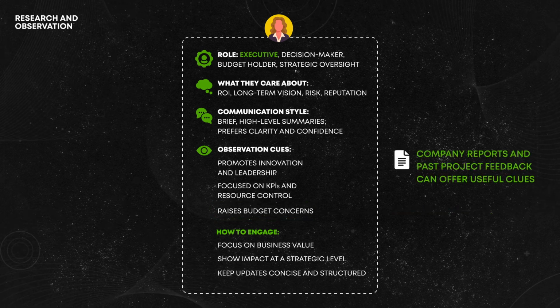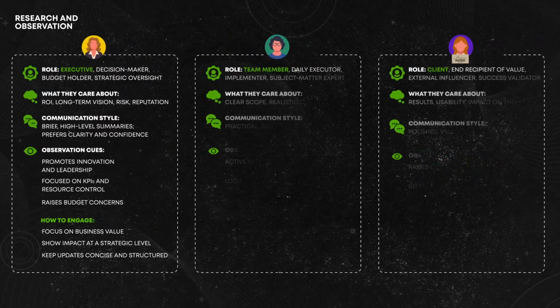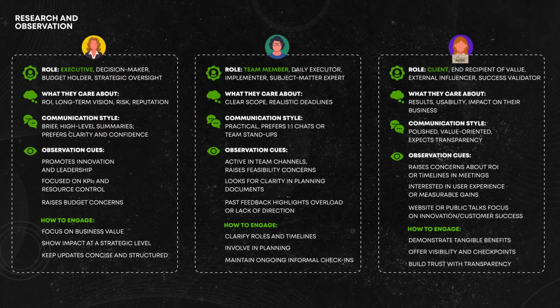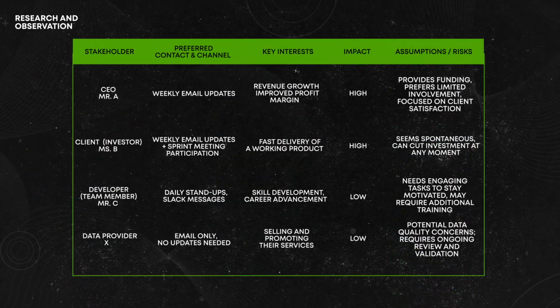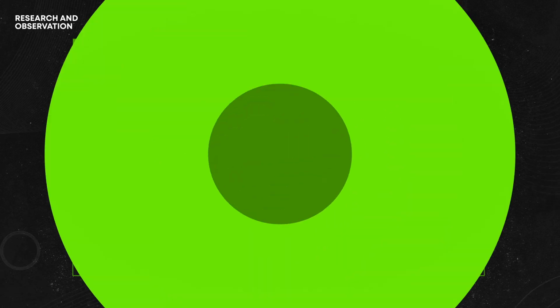Even company reports and past project feedback can offer useful clues. All these insights into their interests, level of authority, and personality in general will then help you build the right communication strategy. Okay, so you've got all this juicy info. Now, you can piece together a detailed picture of who's who in your project's realm. If you put them together in a table, you can get something like this. Yeah, it might be quite a long table. Probably need some optimization to make it usable.